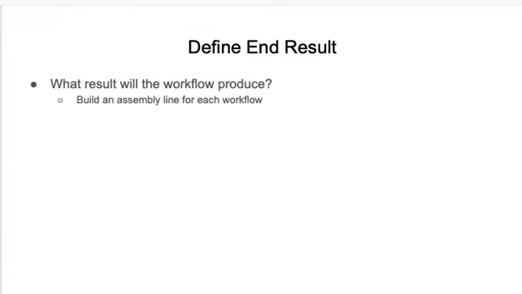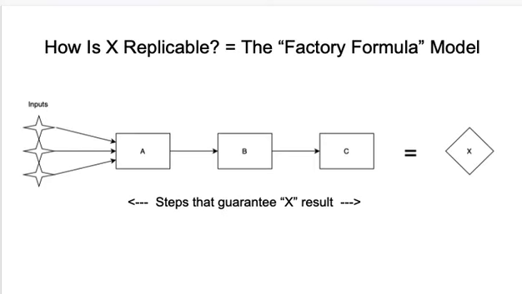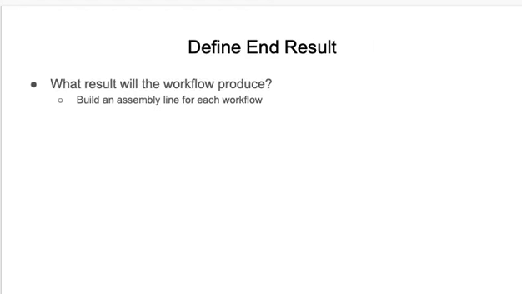First, it starts with the end result. So we have to define that end result. What result will the workflow produce? Let's list out all your workflows. We're going to start with one, and it could be a product. It could be the end result of your marketing or sales, right? But we're just going to build an assembly line for that.